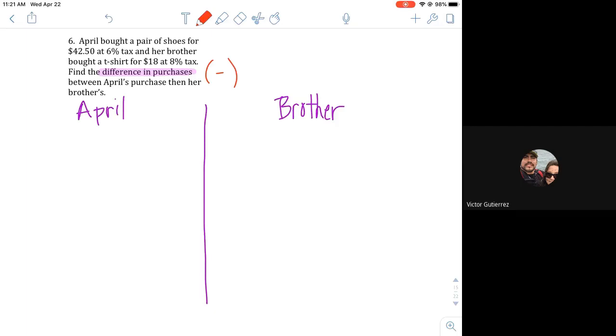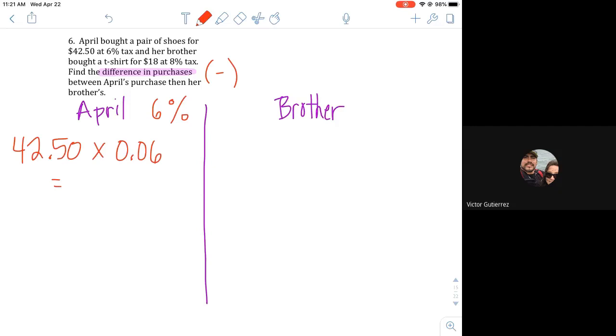So we'll start with April. April bought something for $42.50 at a 6% tax. So I'll put 6% here, and then I'll just turn that into a decimal, which is 0.06. Okay. And then that should give me the tax amount.